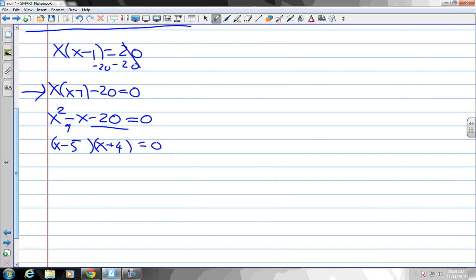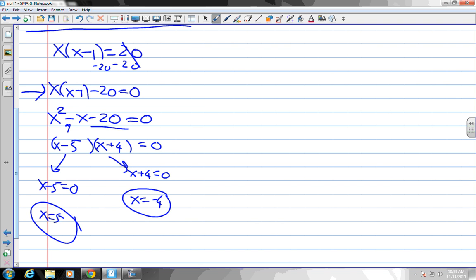So now we're good. It's factored, equals 0. So then I can go ahead and set each factor to 0. So x equals 5, x equals negative 4. Is that okay? All right.